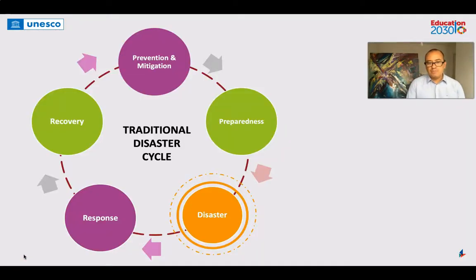So as you know, this is how it looks, the disaster cycle that has traditionally been introduced like that. So normally in normal times, you will have all the time to prevent and mitigate the impacts that different hazards can cause on schools and can cause on education. So you can prevent all these kinds of negative impacts, and you can mitigate the impacts either on the infrastructure or on the educational continuity, etc.